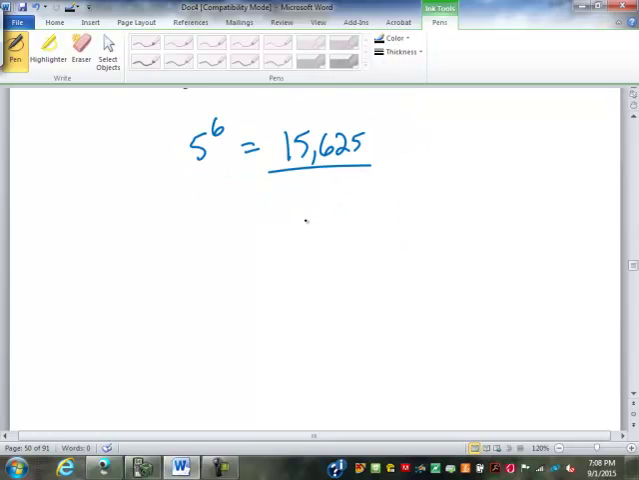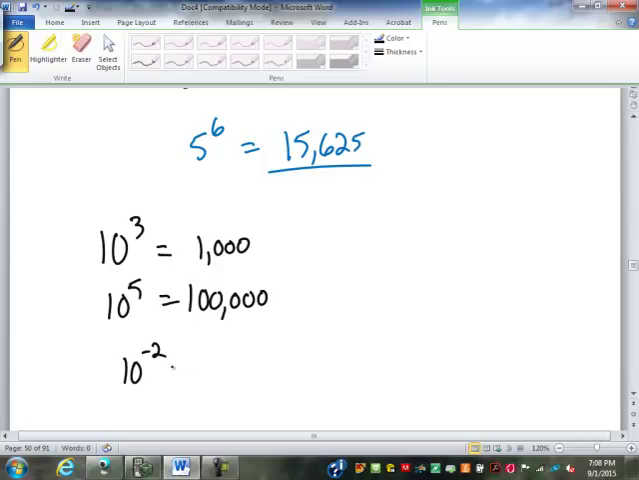With that, the reason the powers are so important to us is those exponents are actually the basis of our number system. Look at 10 to the power of 3. What do you get? 1,000. 10 to the power of 5? 100,000. 10 to the negative 2?